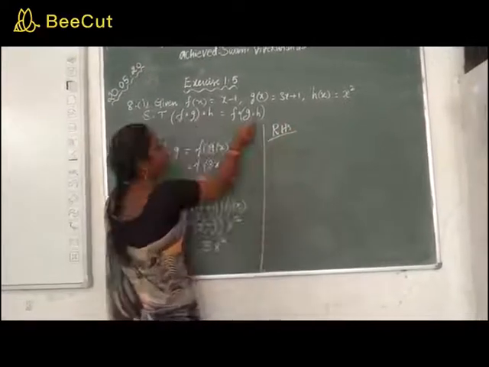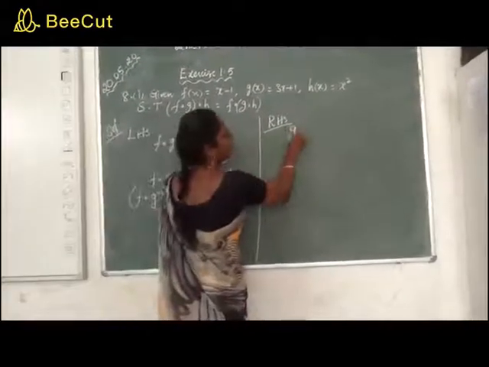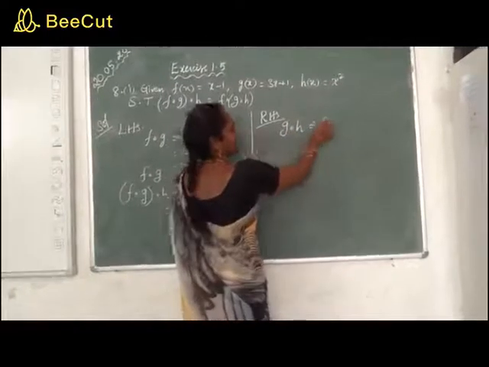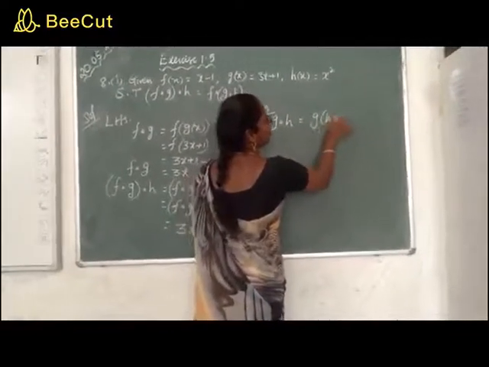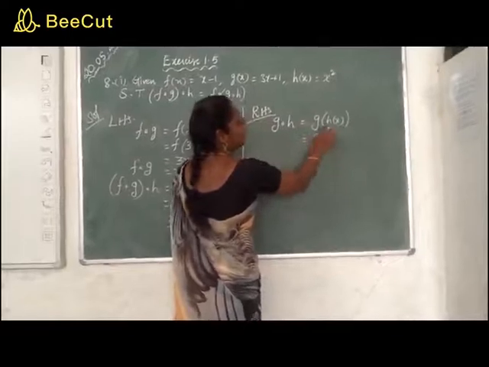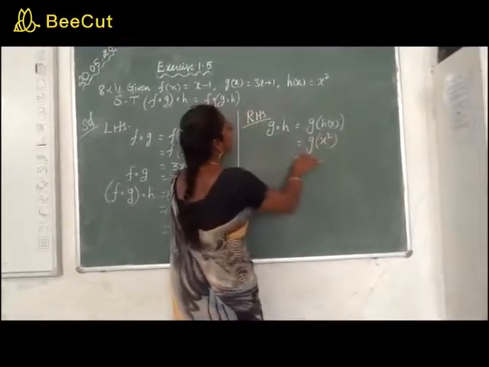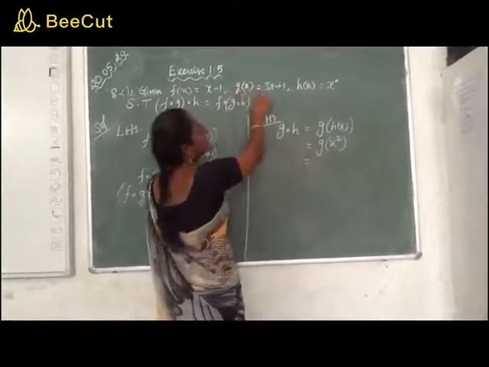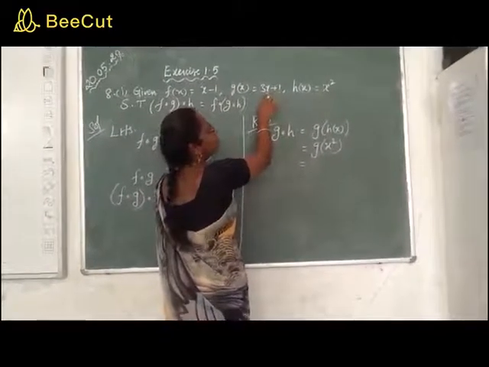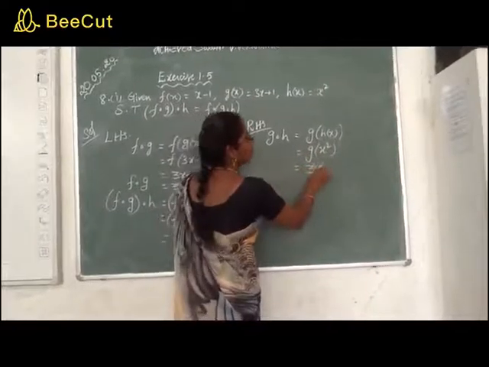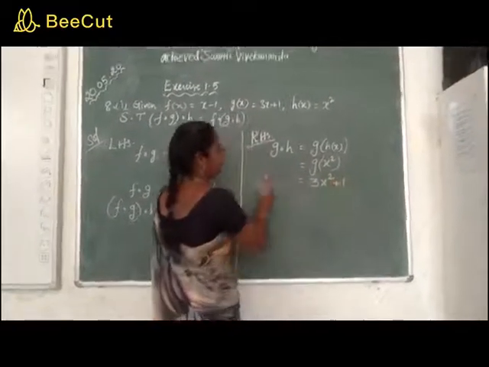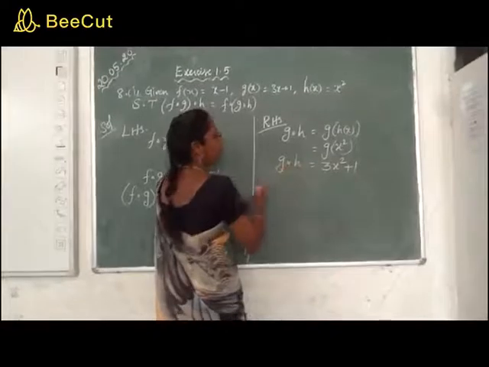In the RHS we have the bracket value, G composition of H, so G of H of X. Now G of H of X value is x squared. Now substitute in G: G of X is 3x plus 1, so in place of x we replace x squared, giving 3x squared plus 1. That is G composition of H.